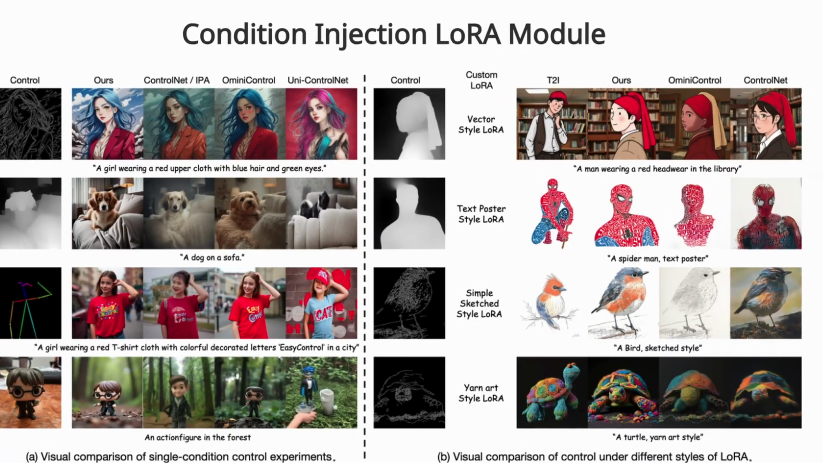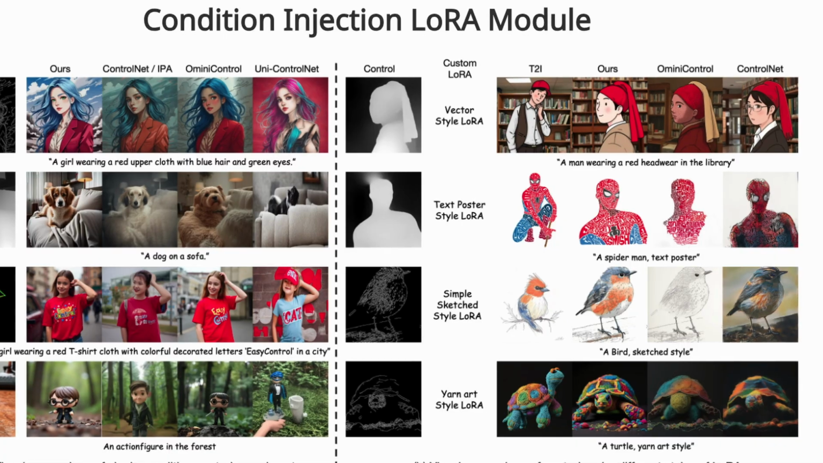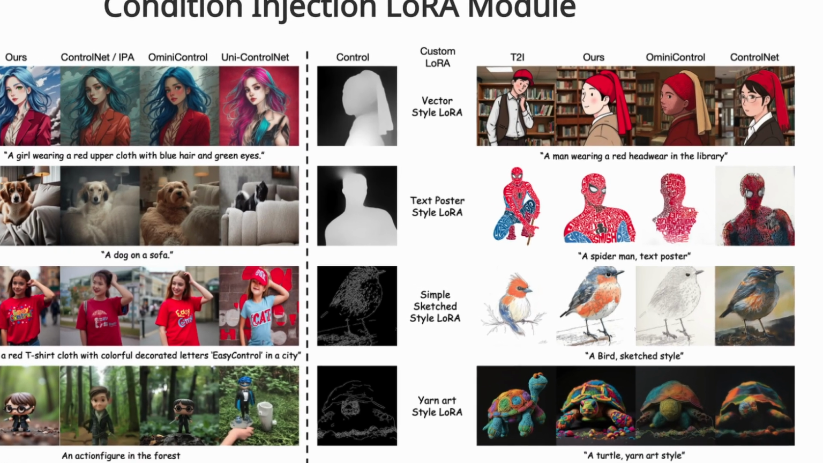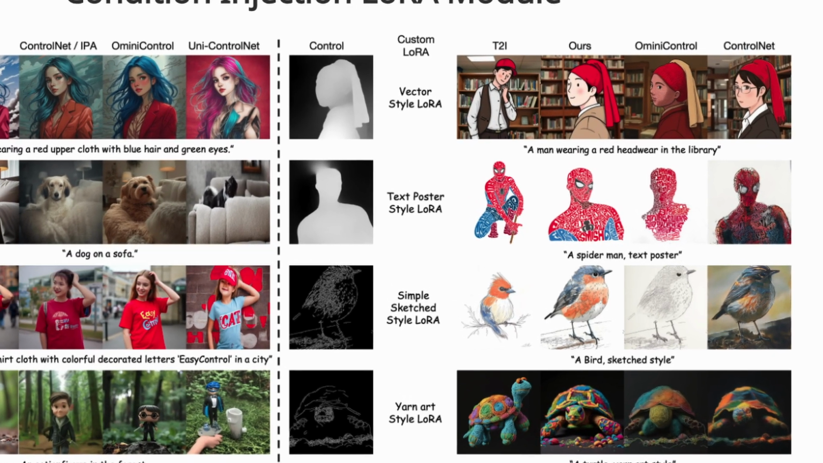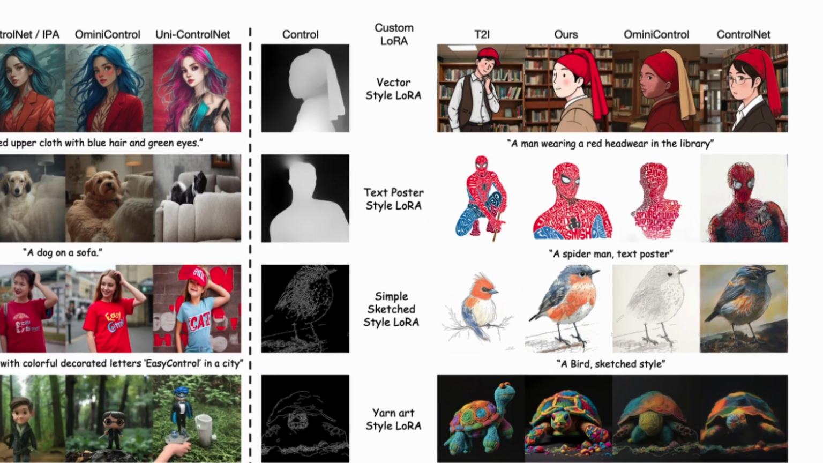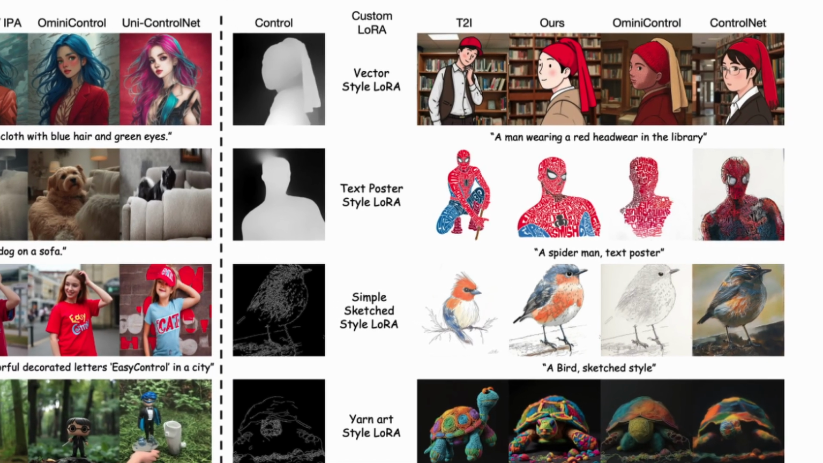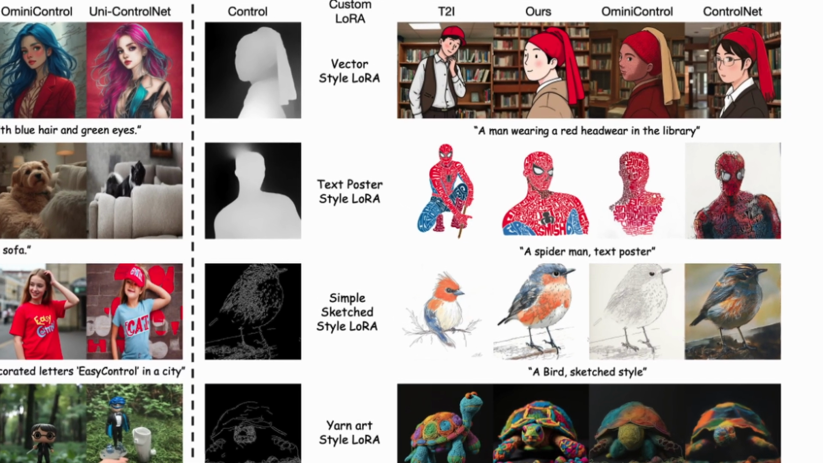And here's where it gets really interesting. When you use a depth map with a Lora, that's basically a fine-tuned model for vector art style, other methods like mini control or regular control net completely mess up the face. But EasyControl keeps everything looking perfect.